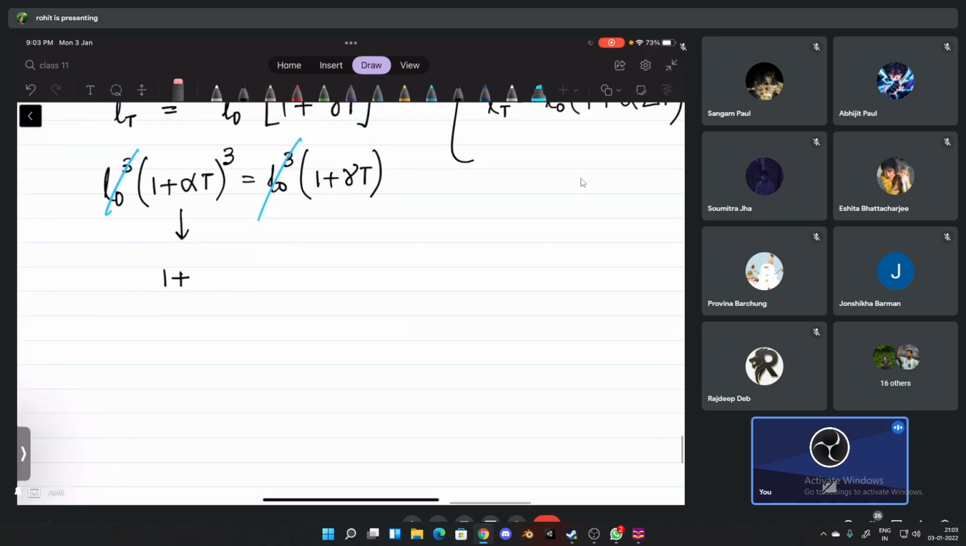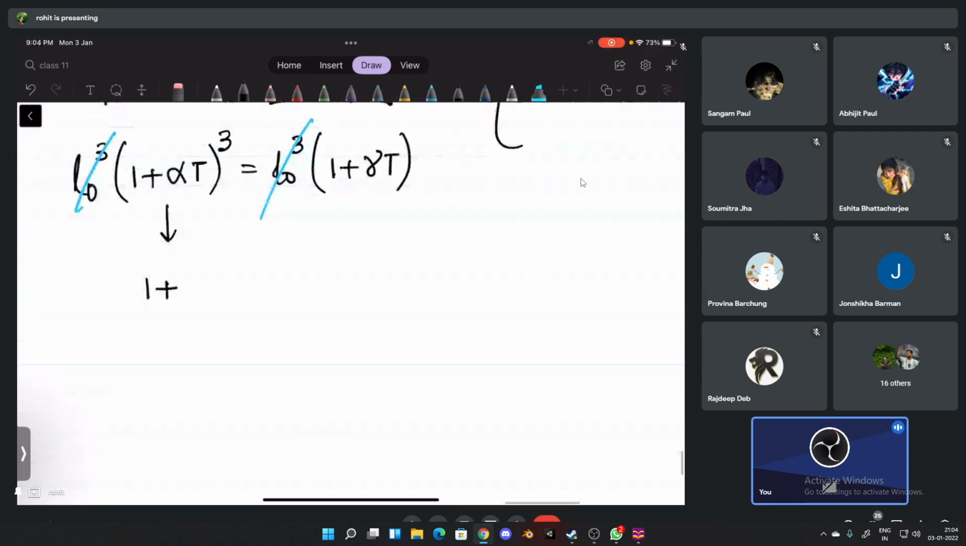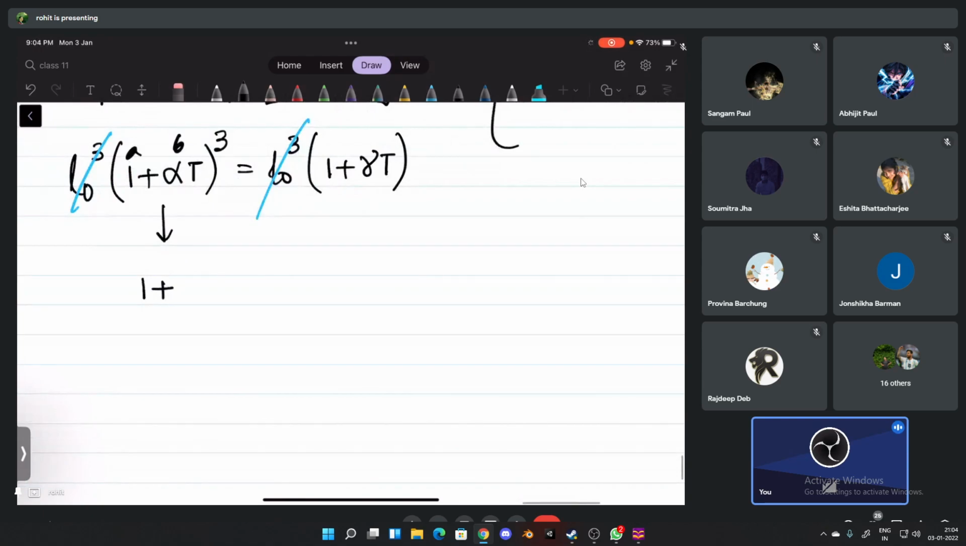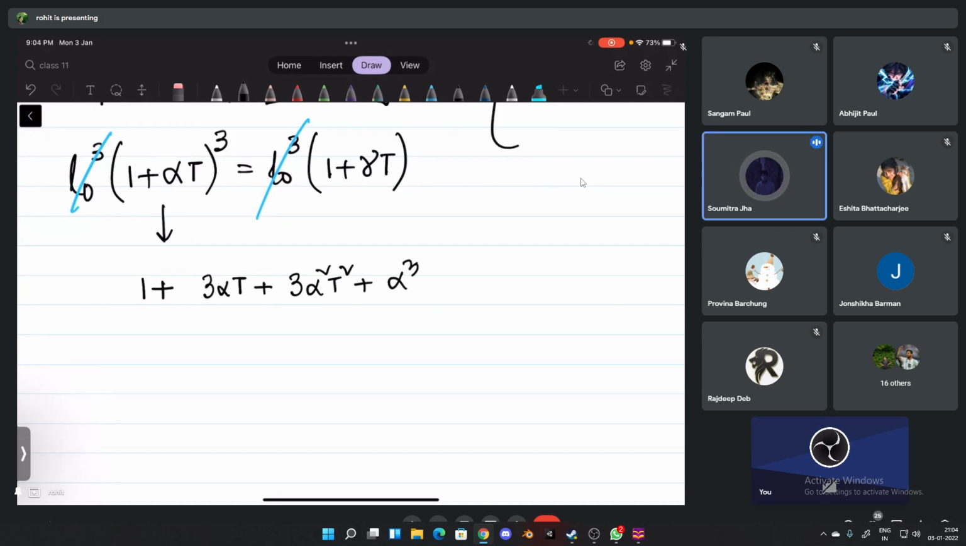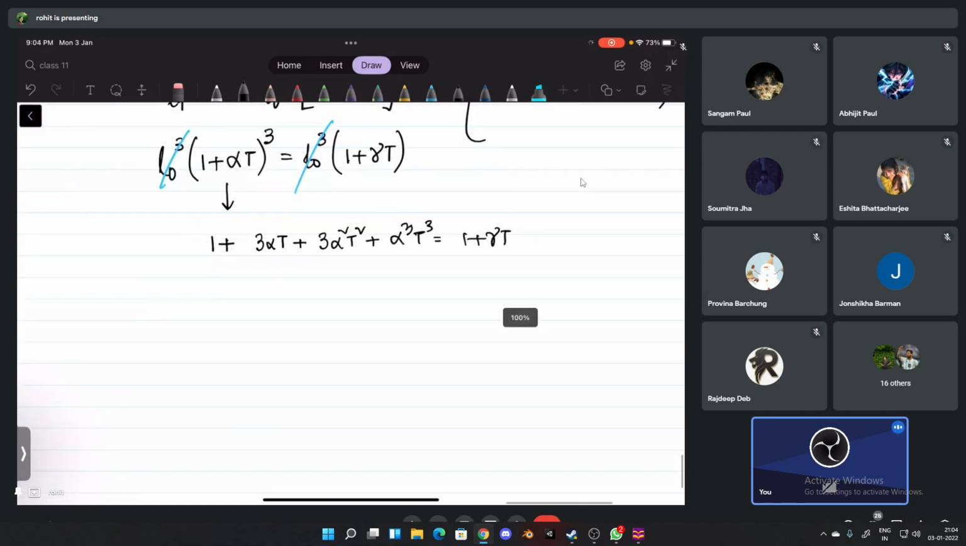Soumitra is saying, okay, after we made all the mess, this is A and this is B. I was thinking this is A and this is B, so I made a mistake, and others did not point it out. Now tell me. A cube plus thrice alpha t plus thrice alpha square t square plus alpha cube t cube equals 1 plus gamma t. So we missed it totally.